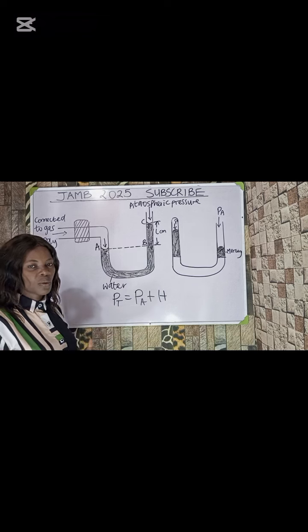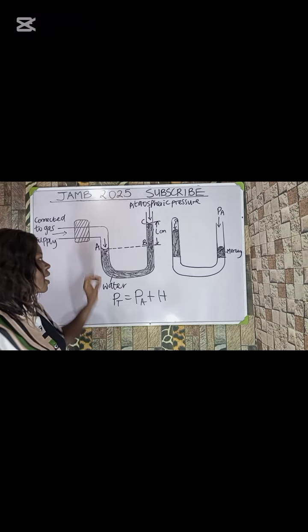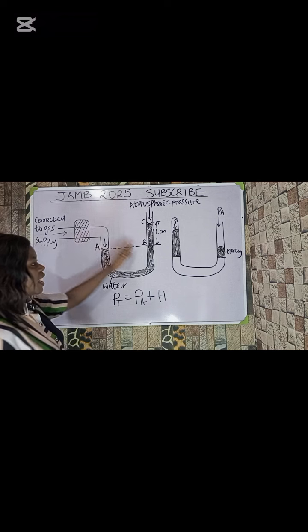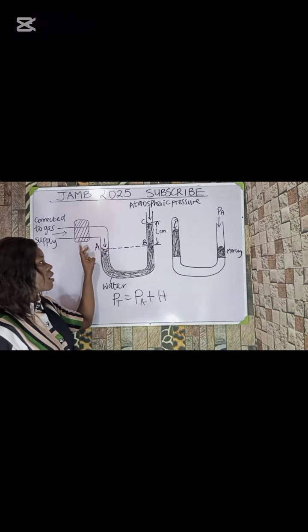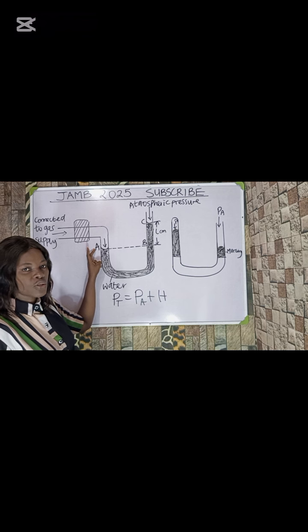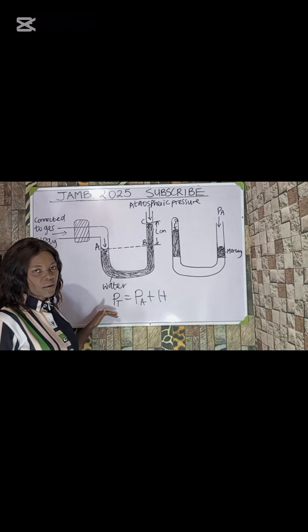Do you understand? So what am I trying to say in a nutshell? When you see a diagram like this of a manometer, and this is a gas supply, and the height of this water here is higher than that of the pressure at A, what are you going to do? You're going to add that height to the atmospheric pressure. That becomes the total pressure.